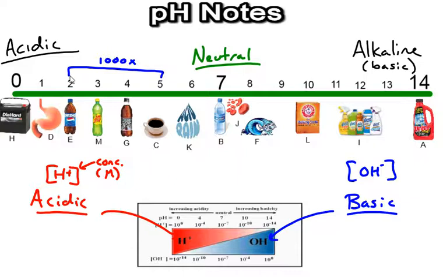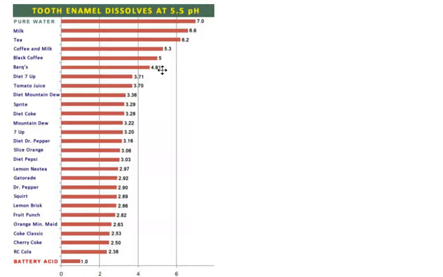And that's where it becomes an issue. Tooth enamel dissolves right around here. So anything lower than that will slowly dissolve the enamel of your teeth, and you cannot get it back. So if you want to take a look at your favorite drinks, I think this is really interesting. Look at who's the winner. RC Cola. RC Cola, in theory, is less than 100 times less acidic than battery acid. Think about that.